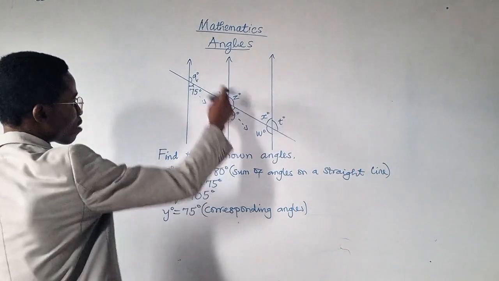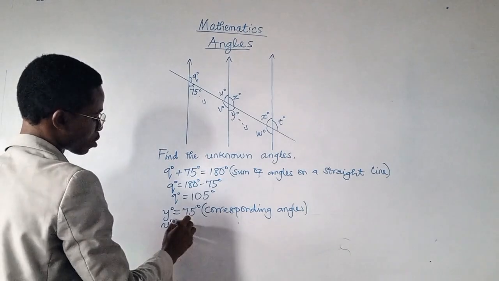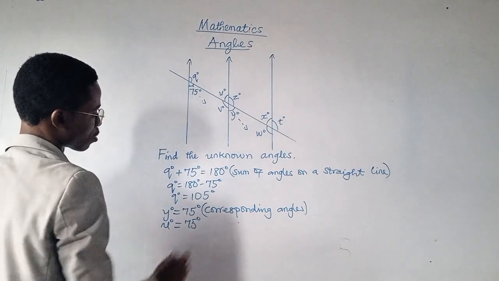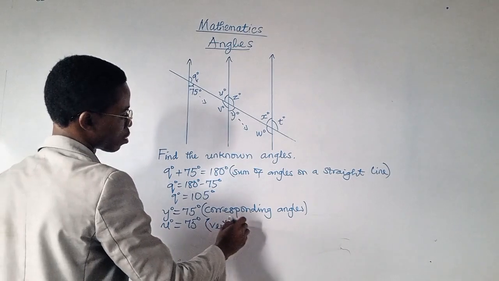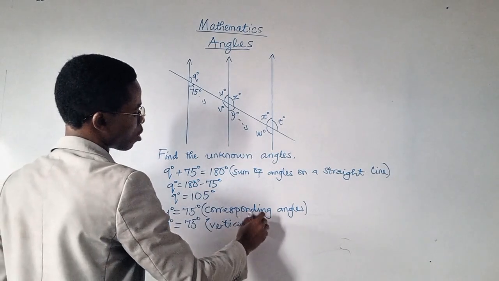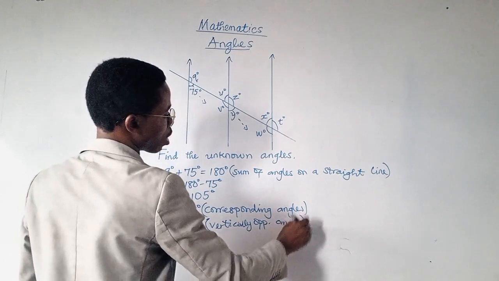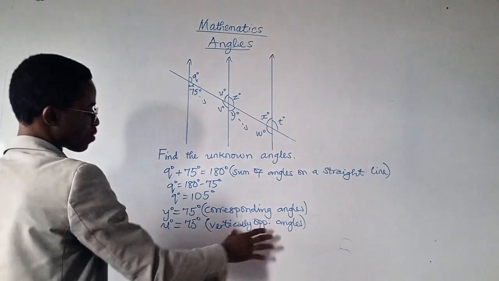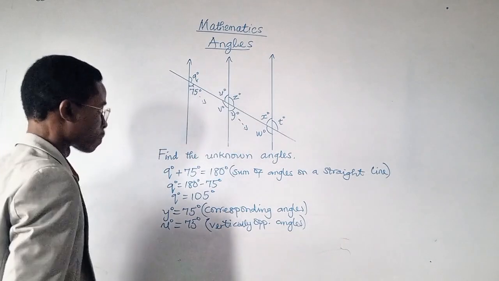Since we have found Y, we can find U. U equals 75 degrees, which is vertically opposite angles. So why do I say vertically opposite angles? If you look at Y and U, they are opposite each other.